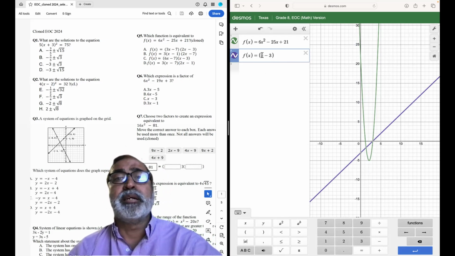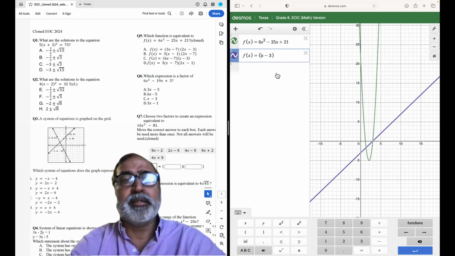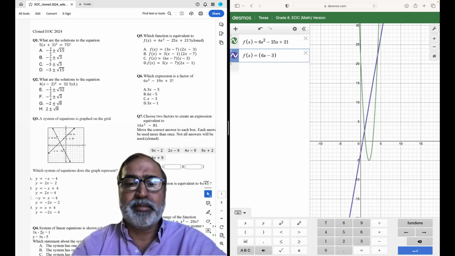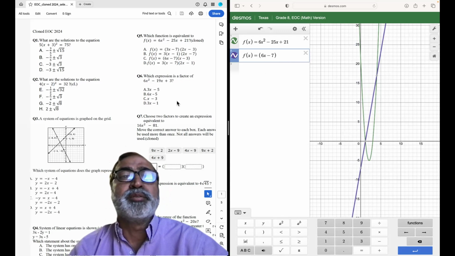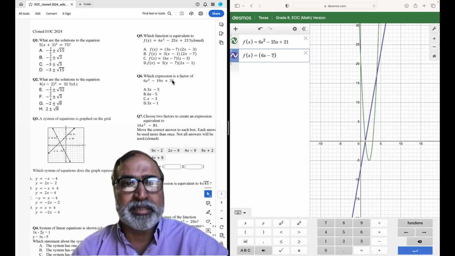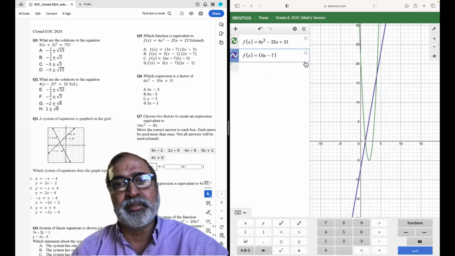If I type 6x minus 7, that also goes through the x-intercept. So both factors work. The same thing you will do in question 6. You will type this expression in the first line, type one of those in the second line, and they should go through the x-intercept, which is common.